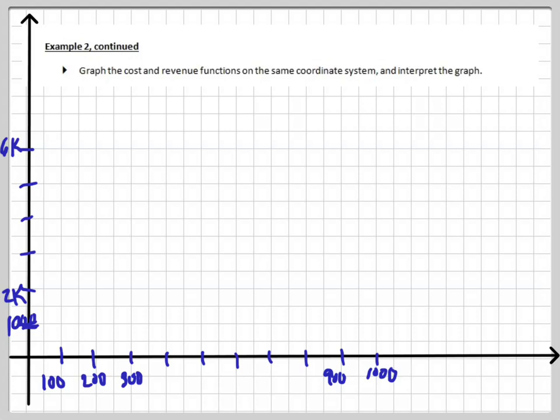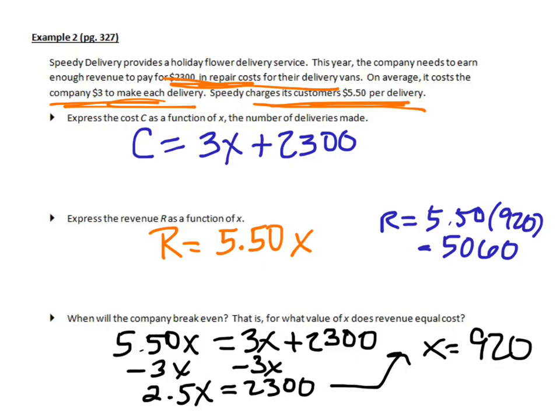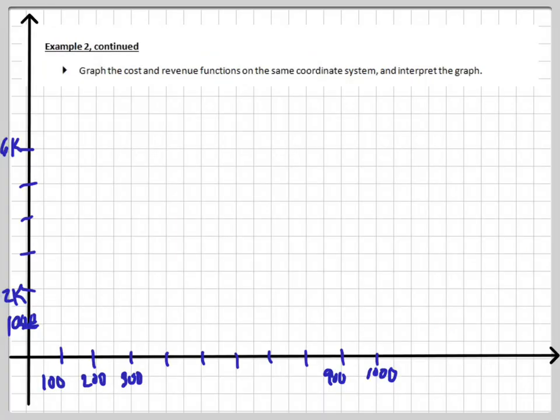Alright, so we need sort of a large scale for our graph this time. So this time I've chosen to set my x-axis with a scale of 50 per unit and my y-axis with a scale of 500 per unit. And I'm basing this on my break-even point, seeing that I need to get up to 920 on the x-axis and 5,060 on the y-axis. Alright, so let's graph these two functions.